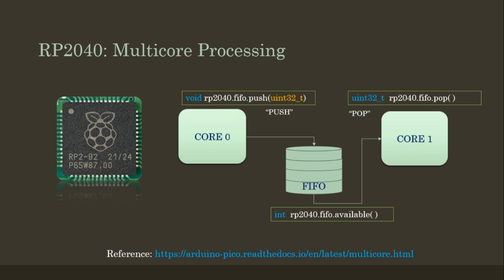In the previous video, we explored how to write code to operate both cores of a dual-core microcontroller, the RP2040 from the Raspberry Pi organization. We learned to use setup1 and loop1 functions to make the second core work in tandem with core 0. In this video, we will explore the APIs that allow communication between the cores.